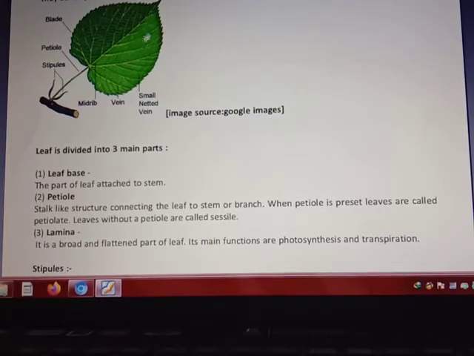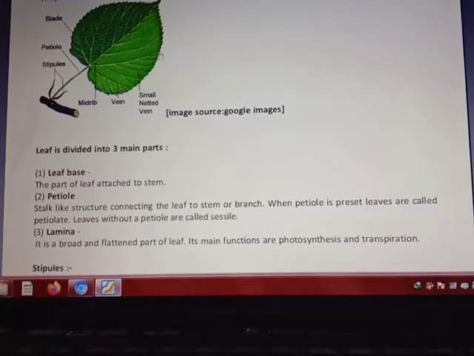Adaxial side and abaxial side, these are not the same, these are different from each other in color, and the structure can also vary. Those are known as dorsiventral. If both sides are the same, then it is isobilateral, and if both sides are not the same, then it is known as a dorsiventral leaf.